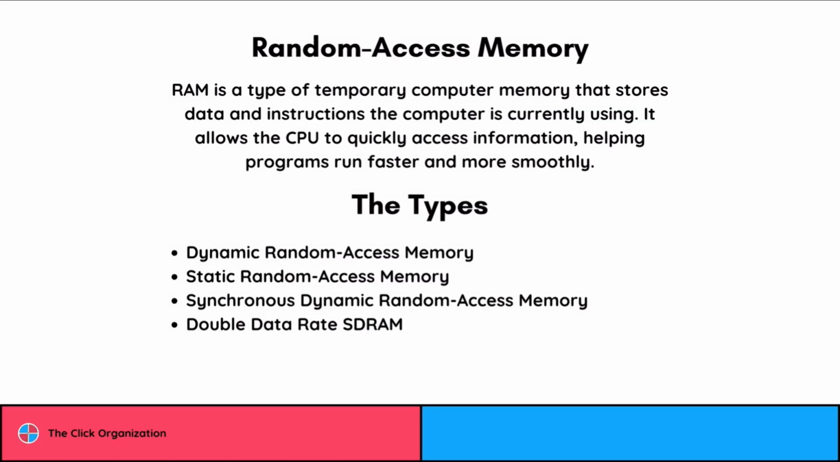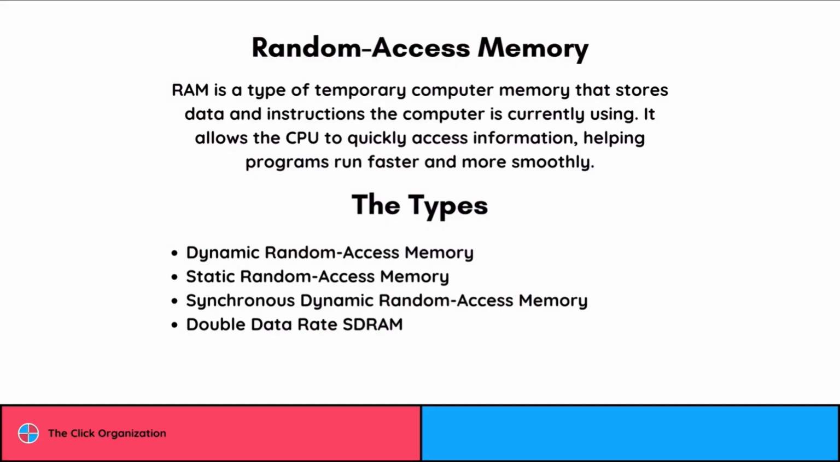Okay, talking about random access memory, we said that the CPU gets the information from RAM. What is RAM? Random access memory, or RAM, is a type of temporary computer memory that stores data and instructions the computer is currently using. The tabs that you have open in your taskbar, those are all stored in RAM. It allows the CPU to quickly access information, helping programs run faster and more smoothly. If the CPU is the president of our computer, RAM would be the vice president because it helps it a lot to quickly access information.